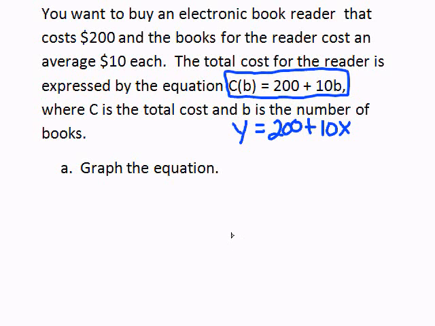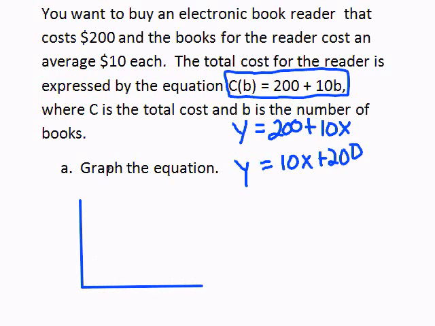In order to graph the equation, we could make a table, which would be easy enough, or we could write the equation in slope-intercept form, giving us y equals 10x plus 200. I'm going to choose to graph the equation in slope-intercept form, and I'll show you why here in a second.